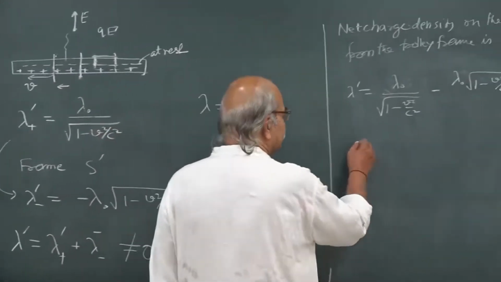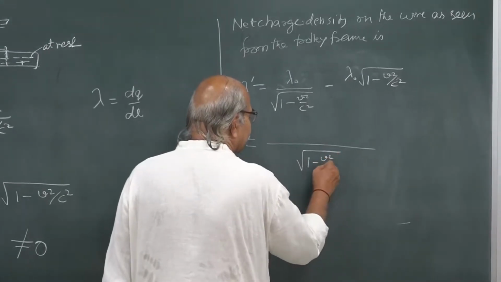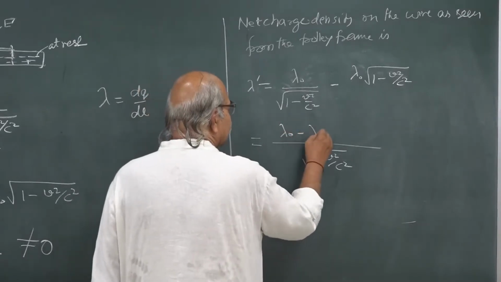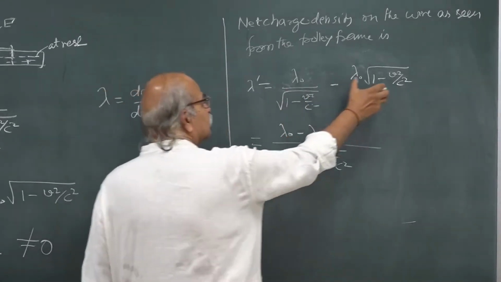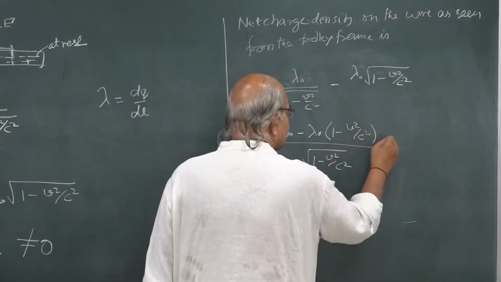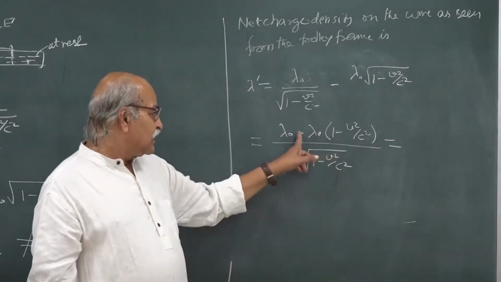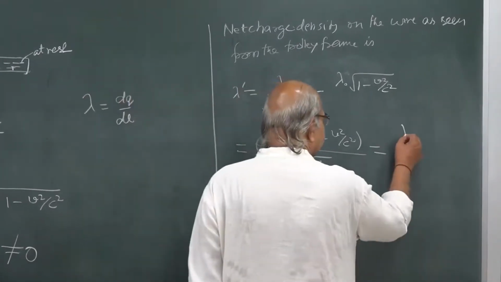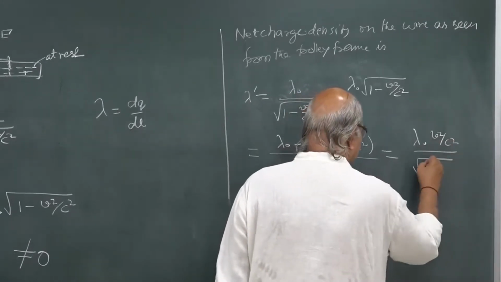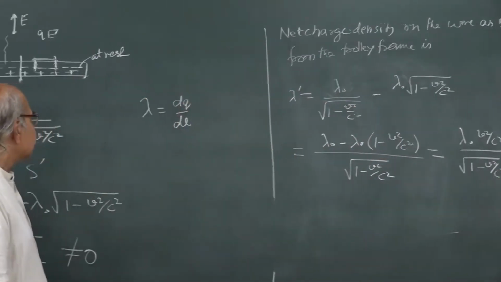Now, if you simplify this expression, you take 1 minus v square by c square here in the denominator, this is lambda naught here, then minus lambda naught into this, that is 1 minus v square by c square. And how much is that? This lambda naught cancels with this minus lambda naught, and you are left with lambda naught v square by c square, and then divided by square root of 1 minus v square by c square. So, this is the positive charge density here.